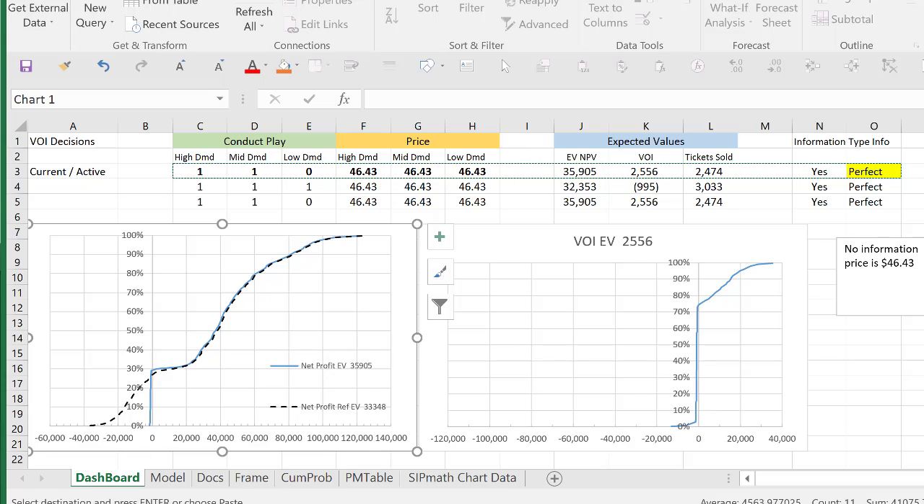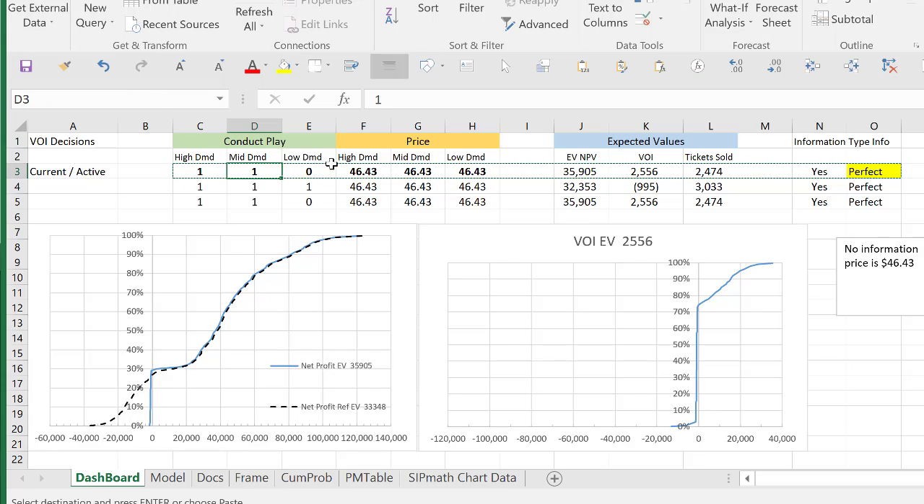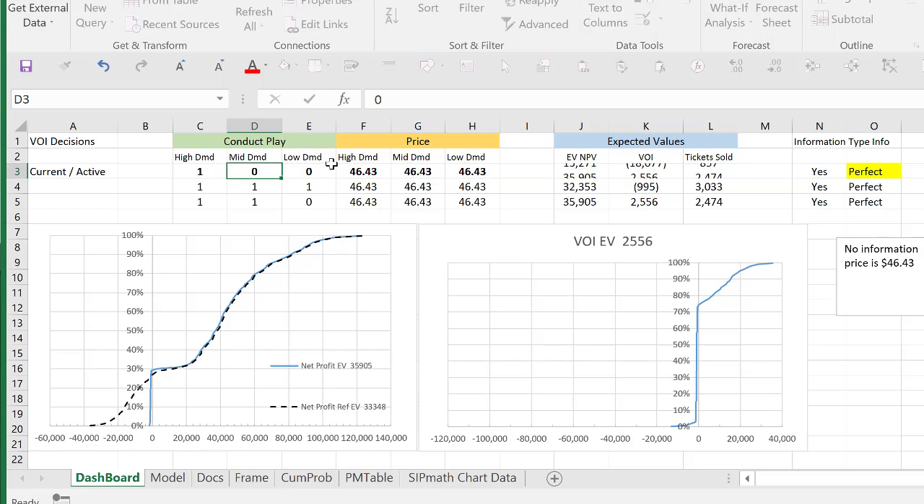So now, what can we do to improve this even further? Well, maybe we should be having different demands. I guess we could turn off this one. Let's just do that real quick. So we're at 2556 value of information. That's obviously not a good decision. We need to develop the mid demand indicator with perfect information. So now let's see what else we can do.